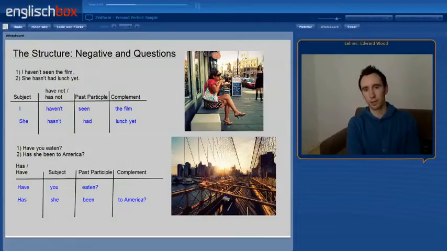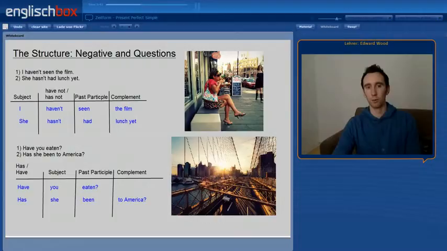Moving on to the question form, just as in all the other tenses, when we form a question, you have to put the auxiliary before the subject. You have to invert the subject and the auxiliary verb. So this becomes have you eaten instead of you have eaten, and has she been to America? So you can see the auxiliary has or have first, then the subject, then the past participle, and then finally the complement.